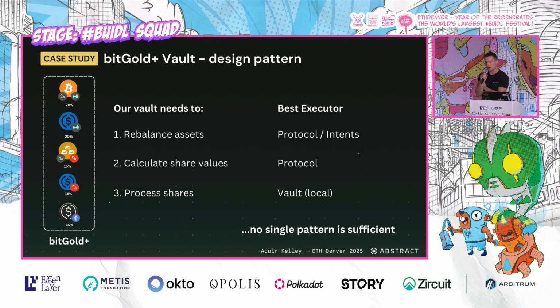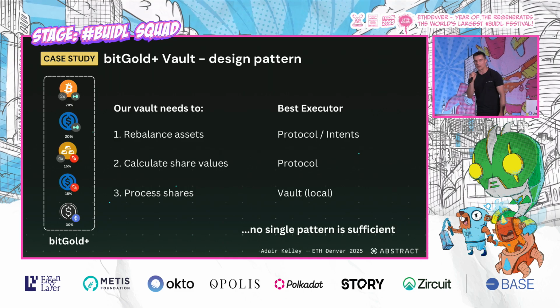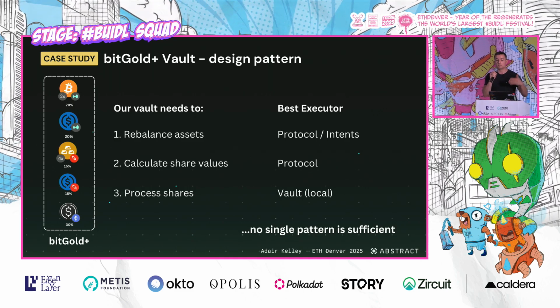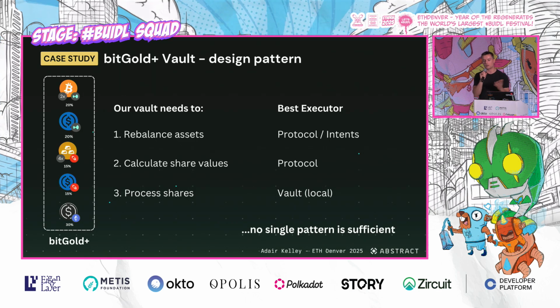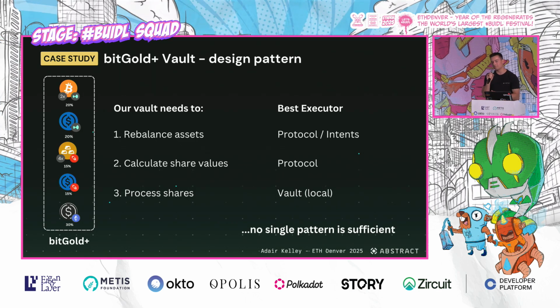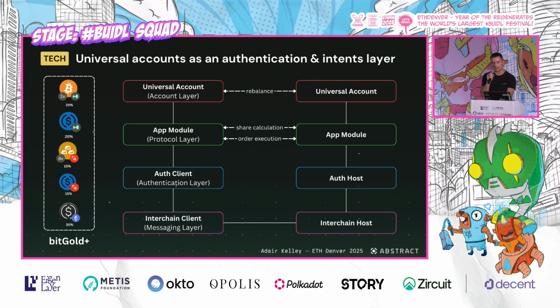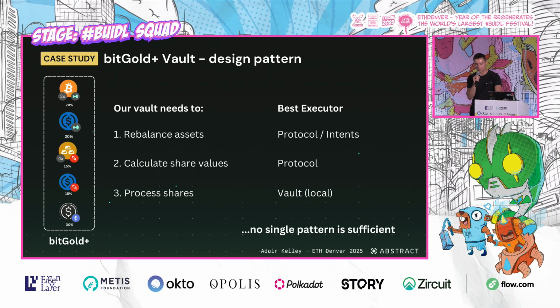Okay, so let's go back to our BitGold plus Vault and look at the design pattern for this. The best executor for rebalancing assets is going to be the intents, or if your balances in the Vault are over $100 million, probably best to be done on the protocol level. Same with calculating Vault shares, and then processing those shares is actually going to be done completely locally.